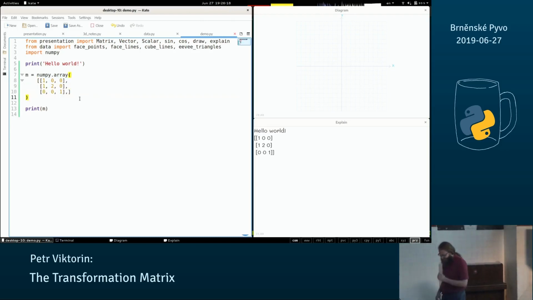Usually, if you want to do matrices in Python, you would use NumPy. Great library, does all the matrices you need. Here, I will not use NumPy. I will use my little demo program that implements some matrix-like thing that makes it easier to explain. All right? So we have 9 numbers arranged in a grid.